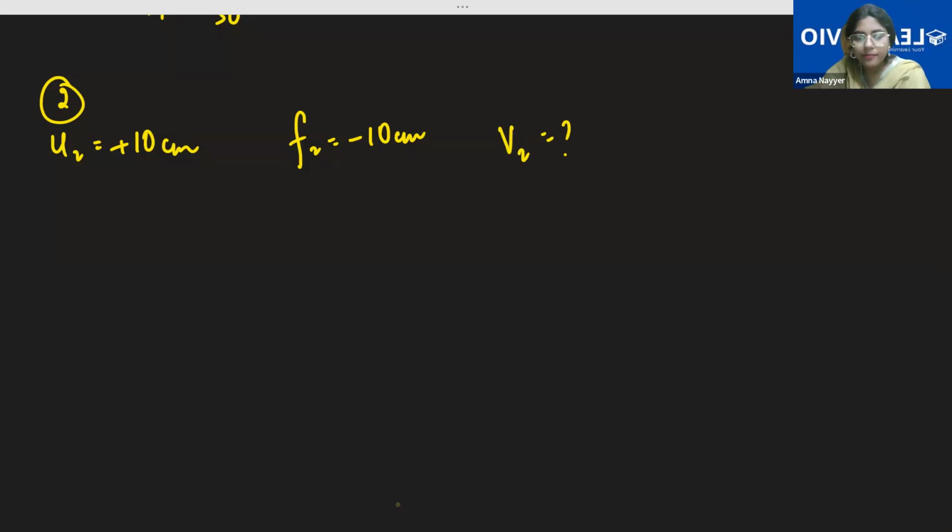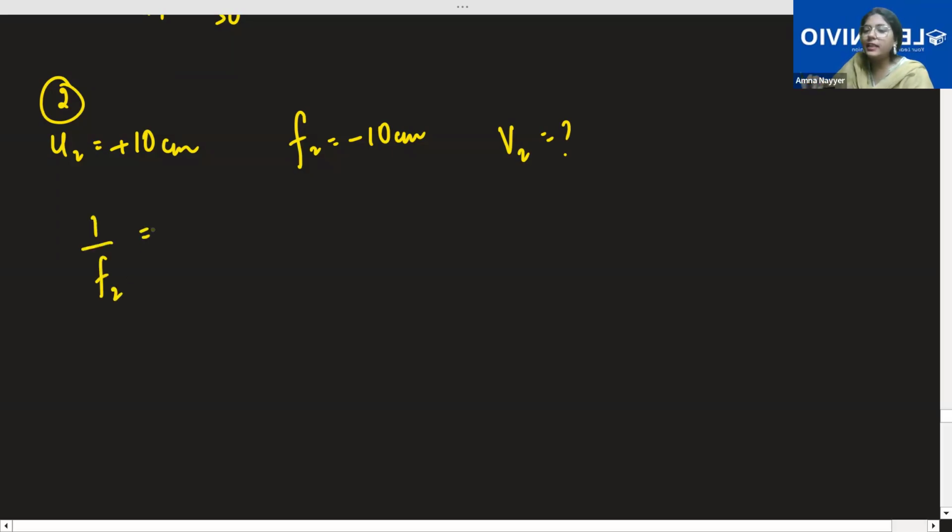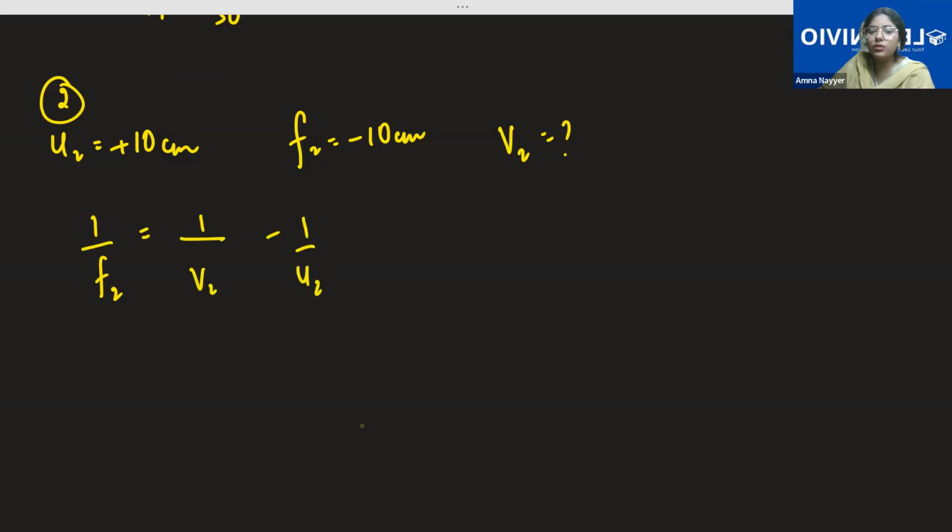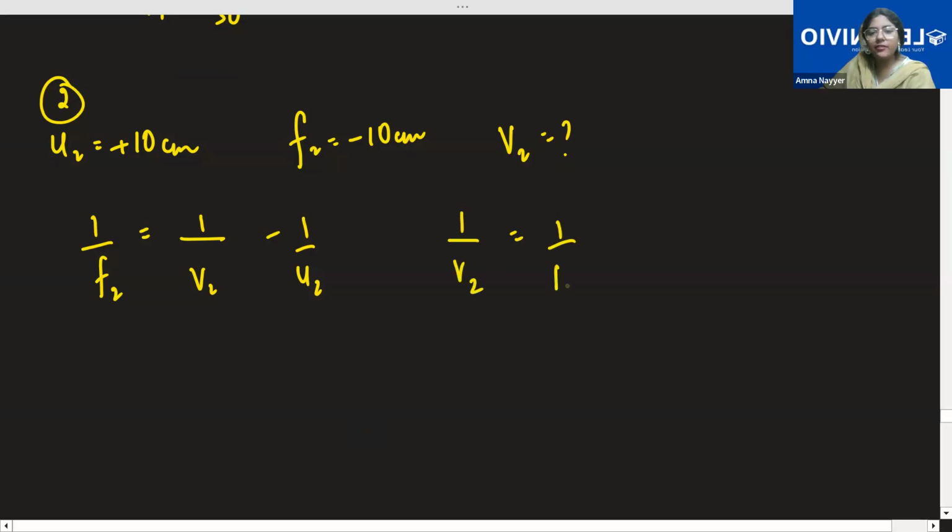Jobita, you there? Yeah. 1 by V2 equals 1 by F2 plus 1 by U2. Correct. We'll be applying the lens formula: 1 by F2 is equal to 1 by V2 minus 1 by U2. This is the lens formula. Start with the lens formula, 1 by F is equal to 1 by V minus 1 by U. The minus is within the formula. So 1 by V2 will be 1 by F2 plus 1 by U2.